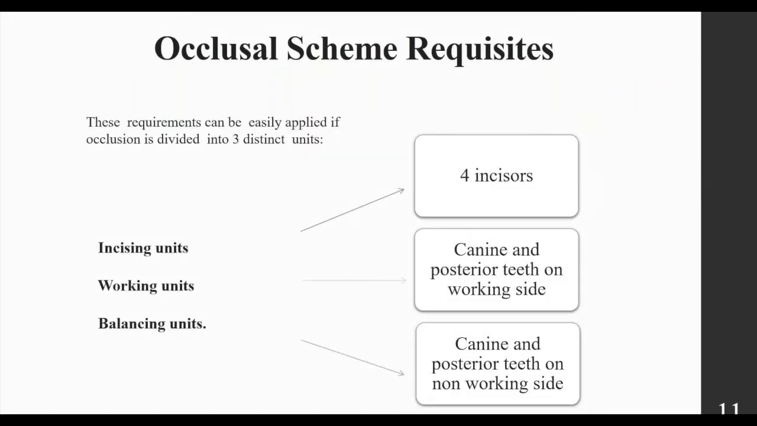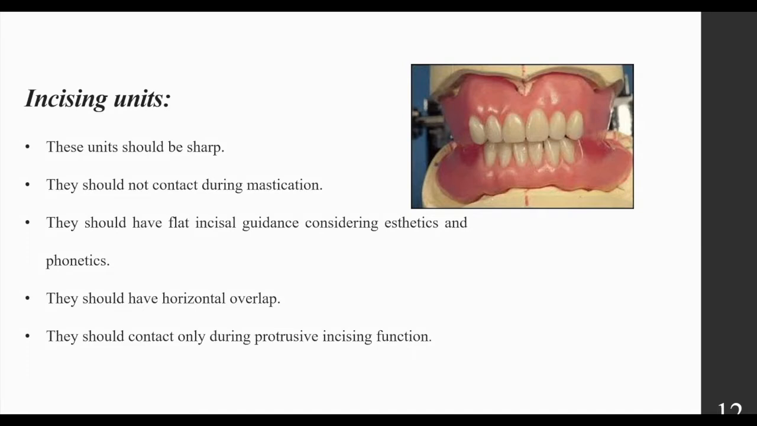Now, this occlusal scheme requisite can be divided into three distinct units: the incising unit, working unit, and the balancing unit. The incising unit should be sharp. They should not contact during mastication. They should have a flat incisal guidance considering the aesthetics and phonetics. They should have contact only during protrusive incising function.